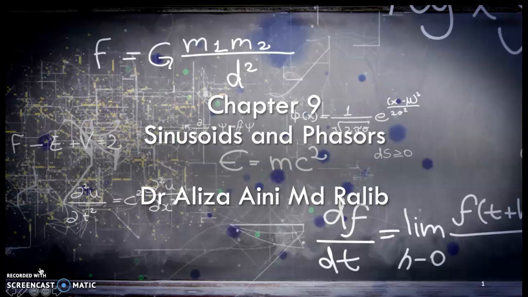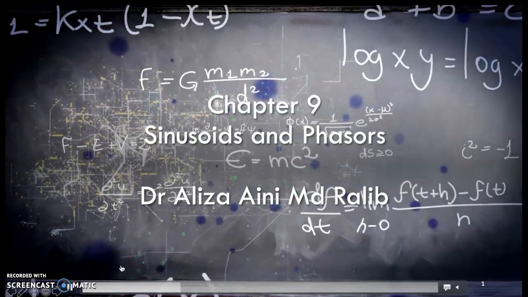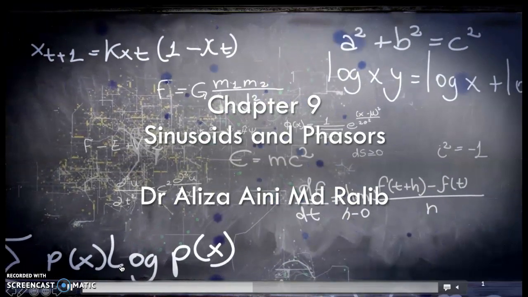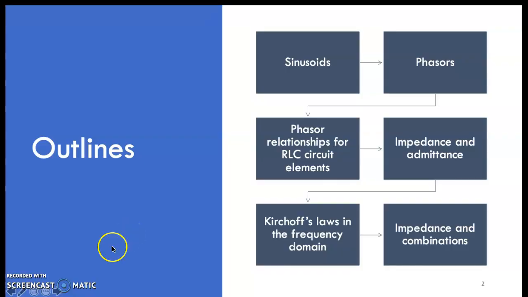So now let's move to chapter 9, which is called Sinusoid and Phasors. In the last class, you learned about DC, direct current. So now we move to alternating current.